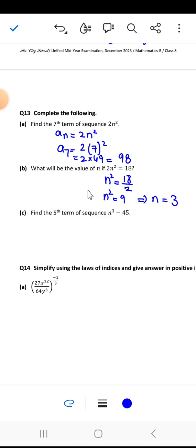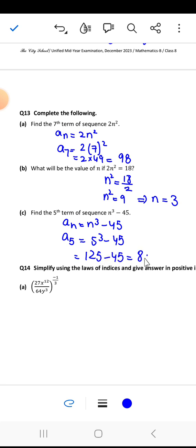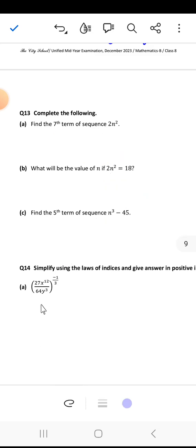So the next question is: find the fifth term of the sequence n cube minus 45. I told you earlier also, this is the general term formula, n cube minus 45. If I put n is equal to 5, I will be able to find the fifth term. So 5 cube minus 45. I know that 5 cube is 125. If I subtract 45 from there, I get 80. This is your answer. Alright, moving on to the next question.